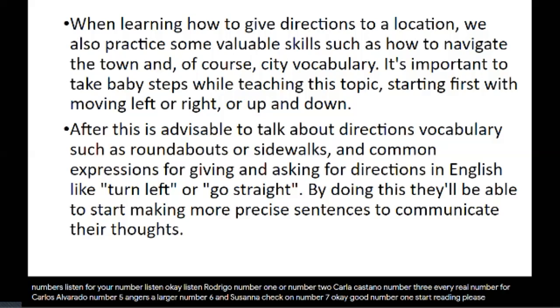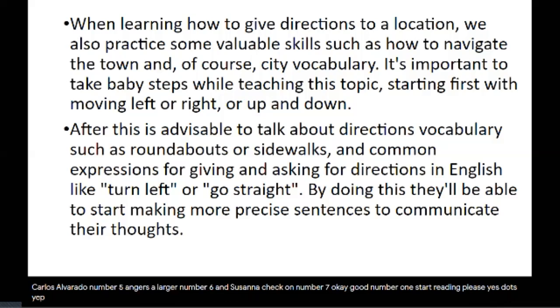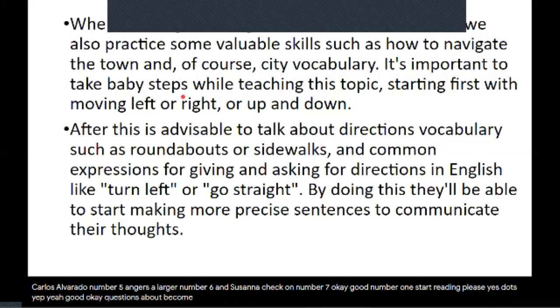After this, there is direction vocabulary, such as roundabouts, sidewalks, and commands, and expressions to give and ask for directions in English, like turn left or go straight. By doing this, they will be able to start making more precise sentences to communicate their thoughts.